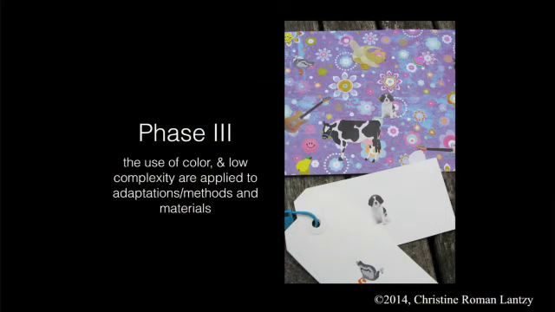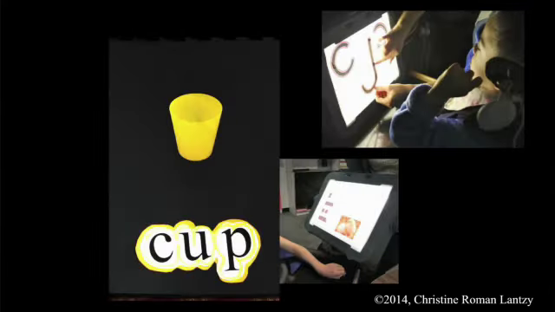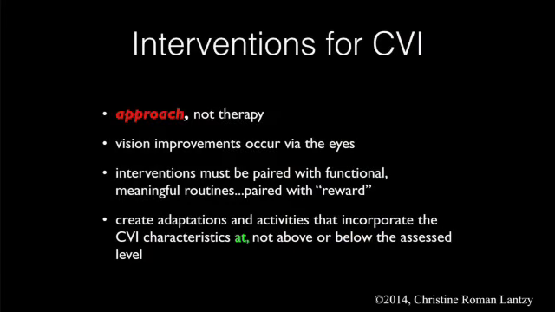In phase 3, the use of color and low complexity, again, are applied to the adaptations, methods, and materials. You can see in this picture that somewhere on that complex array, there's a little yellow banana hiding, and this is a kind of classic phase 3 task. But you see also some images on this slide of a picture of a yellow cup paired with the word cup that is highlighted in terms of the salient features of that word. You see some pre-literacy things with the child using light and color to learn letter shape and to learn salient features, both on lighted backgrounds.